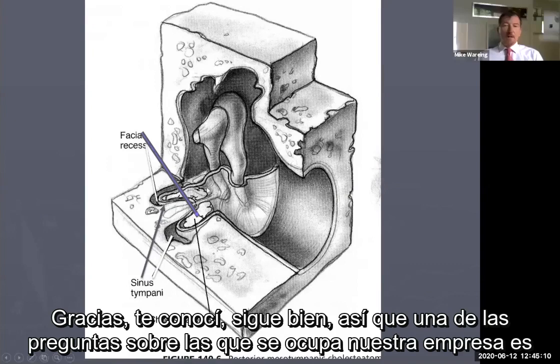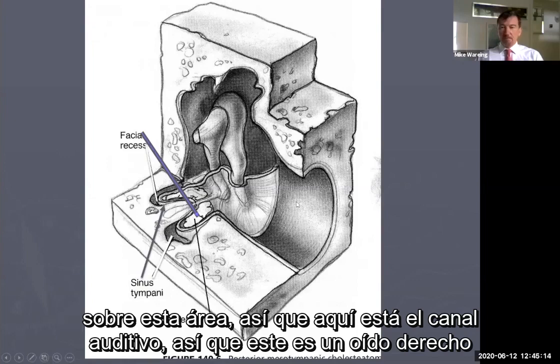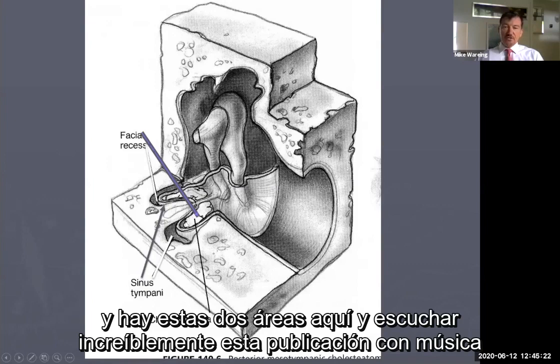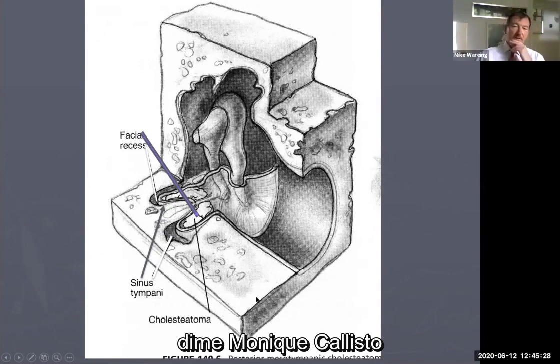Okay, so one of the questions that comes later is about this area here. So here's the ear canal. This is a right ear. There's the front here, the back here. There's the malleus. There's the incus. And there are these two areas here. And amazingly, this is posterior mesotympanic cholesteatoma.